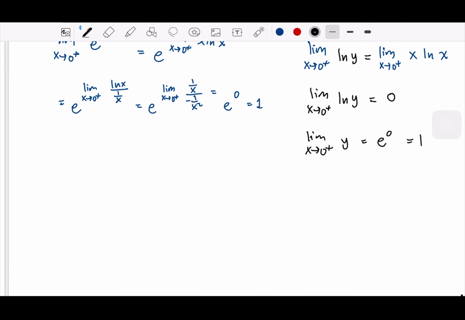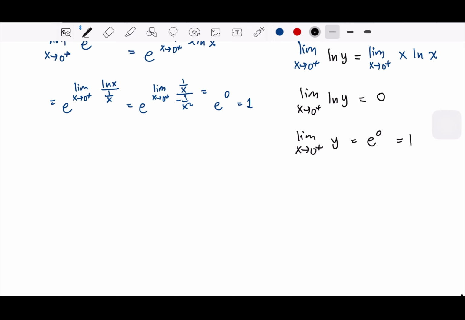Okay, let me give you maybe another couple of examples. The limit as x approaches infinity of 1 plus, let's say, ln 4 over x, to the power of x. Okay, this is the same idea.